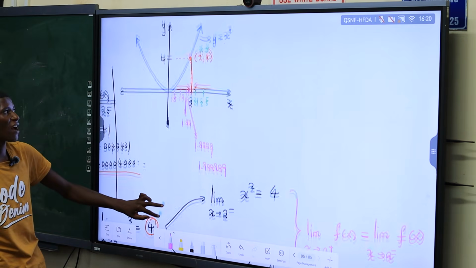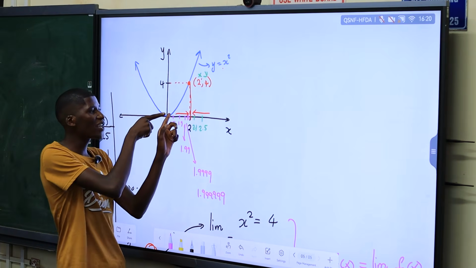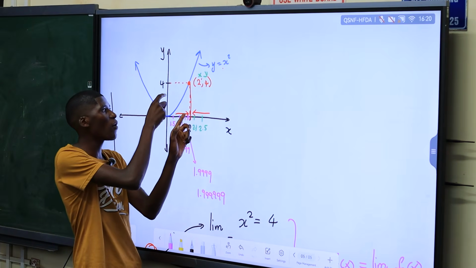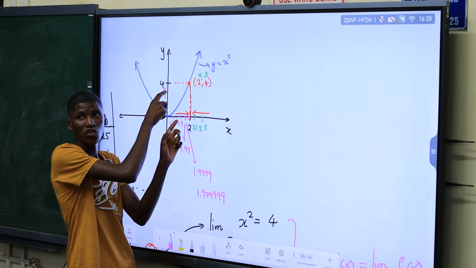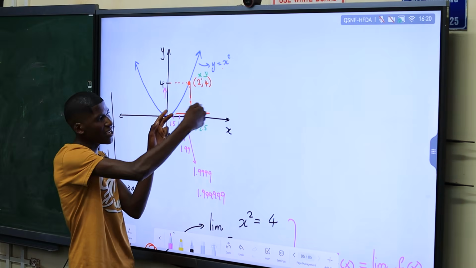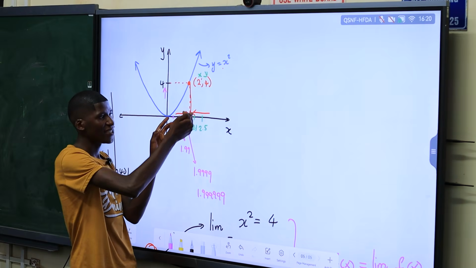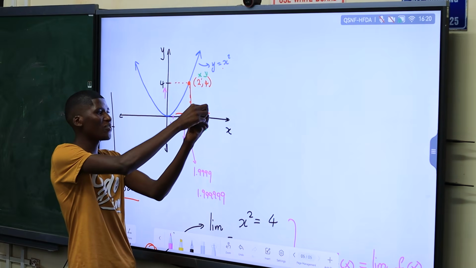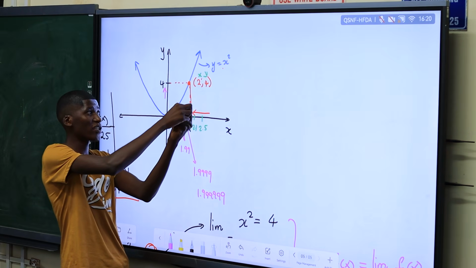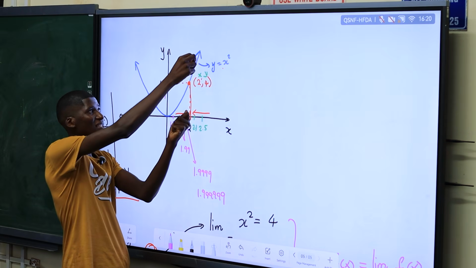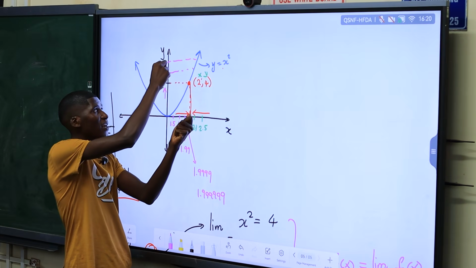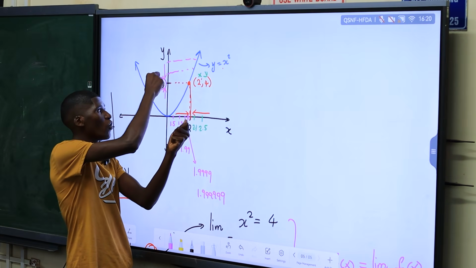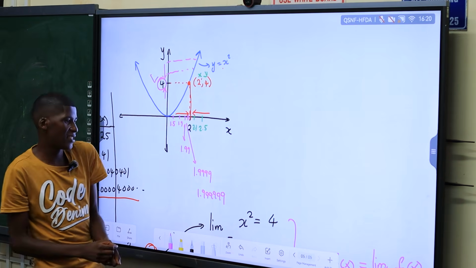So on the graph we see that as my x approaches 2, my y on the y axis approaches 4. Do you see? If I'm approaching from the right, it means my x is decreasing slowly as it gets closer to 2. On the y axis, do you see that the values are coming from the top? They are also decreasing and they are all approaching 4. So 4 is our limit.